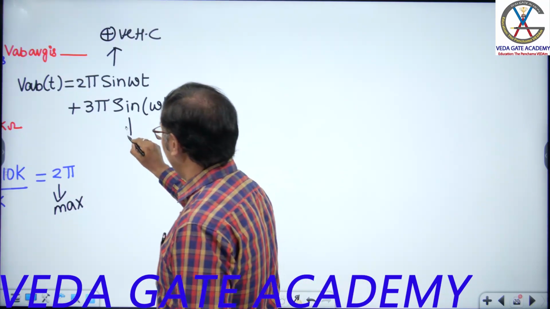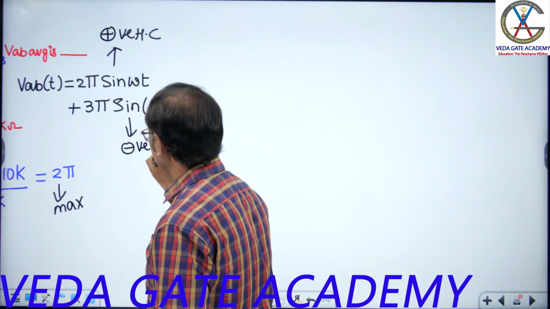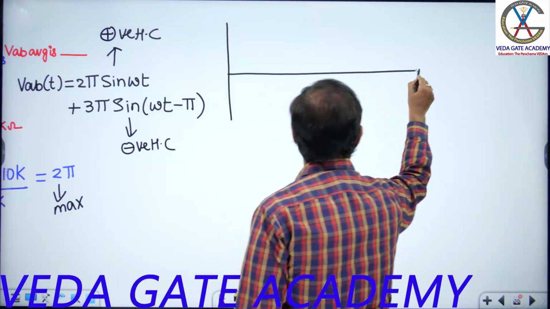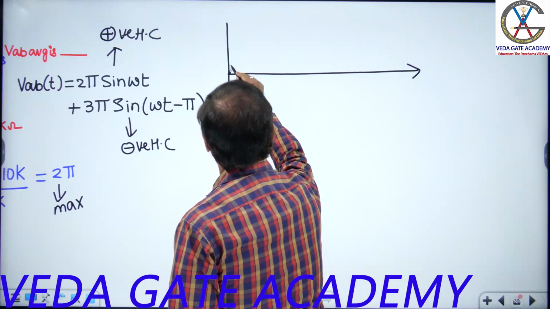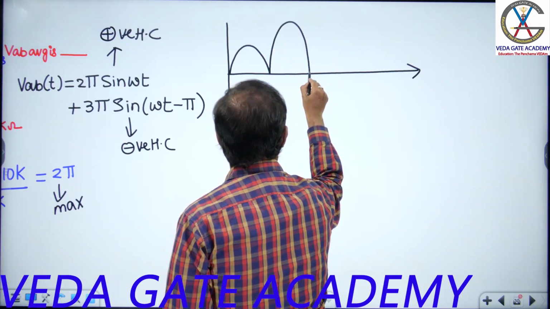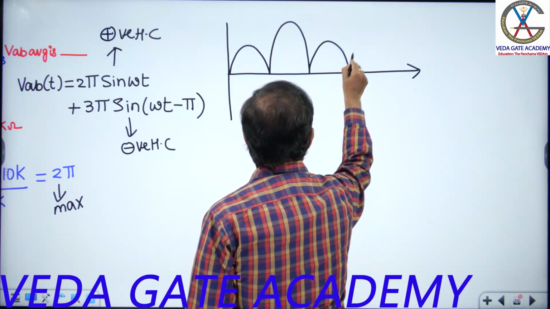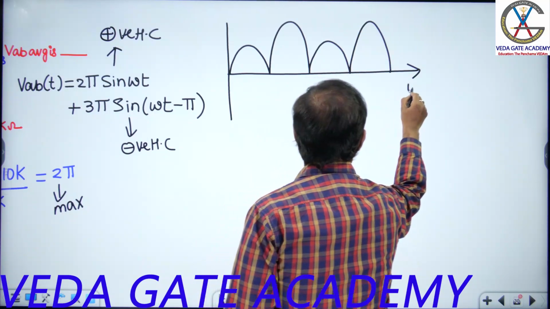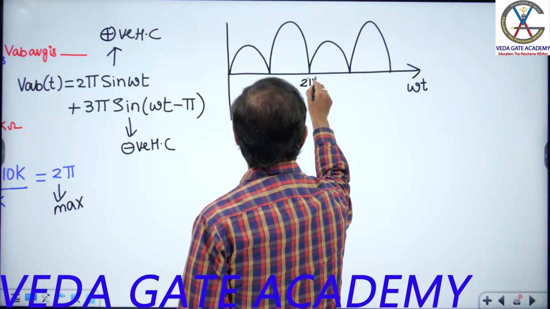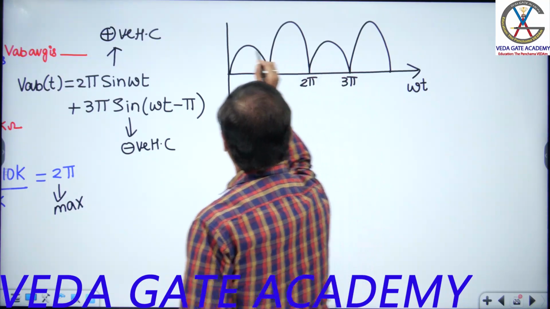Yeah, this is for the negative half cycle. See, I can draw this waveform like this, dears. Positive half cycle up to 2 pi, negative half cycle up to 3 pi, positive half cycle up to 2 pi, negative half cycle up to 3 pi. Omega t, pi, 2 pi, 3 pi.